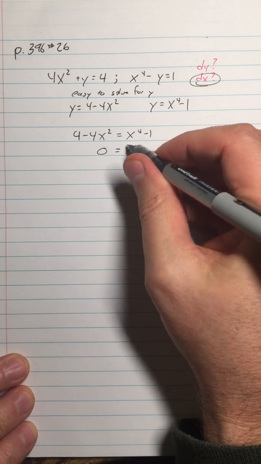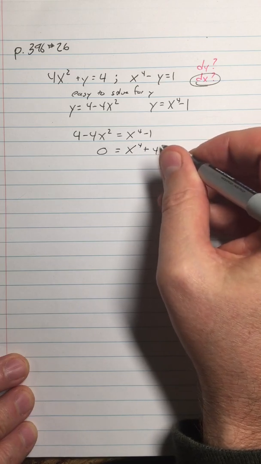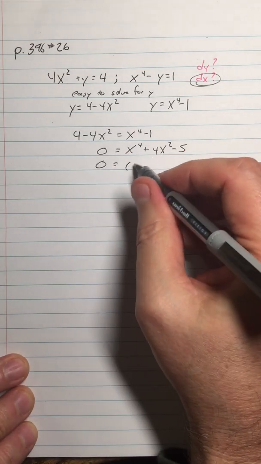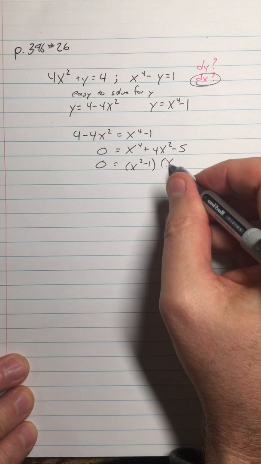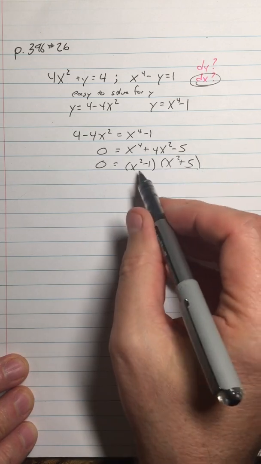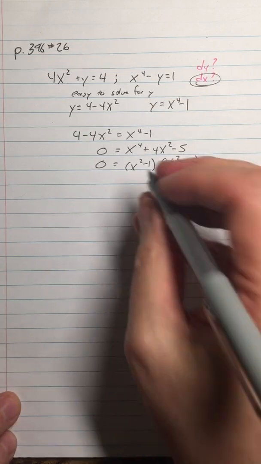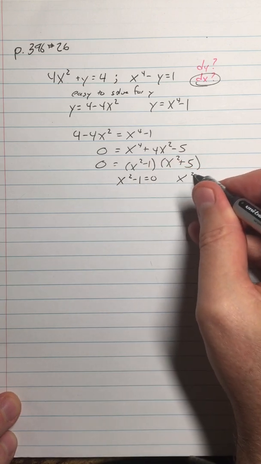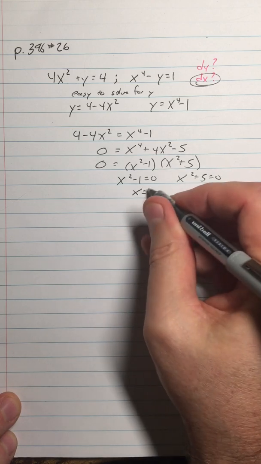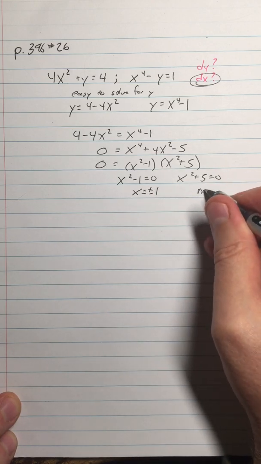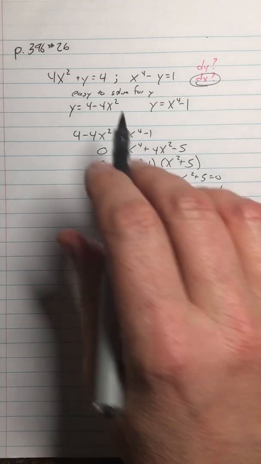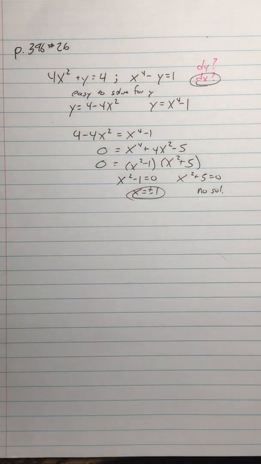We're going to have 0 equals x fourth plus 4x squared minus 5, and this is a quadratic form, so I can factor it as x squared minus 1 times x squared plus 5. An easy thing to do is just set the factors equal to 0 right away. x squared minus 1 equals 0, x squared plus 5 equals 0. This one gives you x equals plus or minus 1. This one gives you no solution because you're going to have x squared equals -5. So plus or minus 1 are the only two intersection points. So we could probably pretty safely just do the integral of one thing minus the other from -1 to 1.